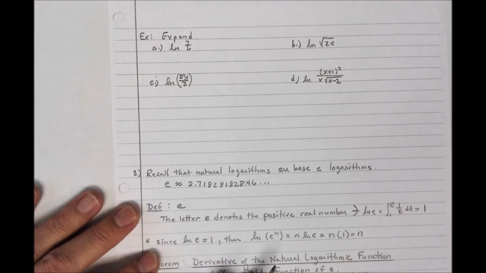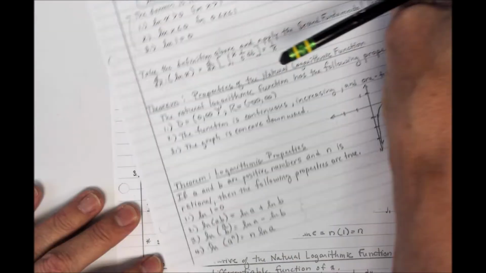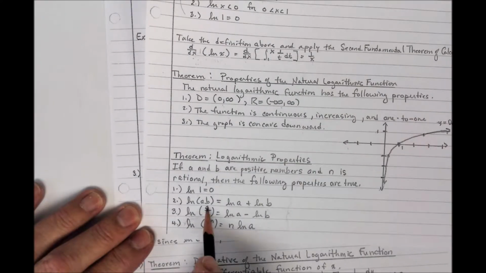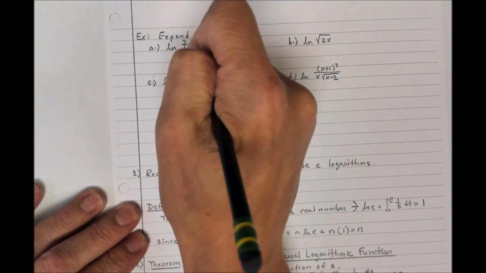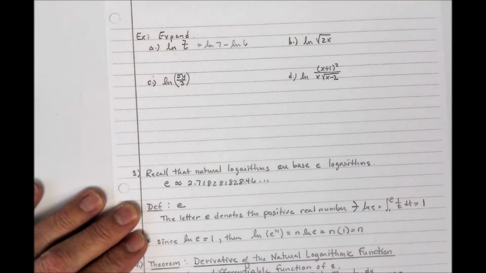Well, the natural log of 7/6, this is going to be property 3 that I just had. Remember property 3: the natural log of a divided by b is the natural log of a minus the natural log of b. Well, this is the natural log of 7 minus the natural log of 6. Now I know your calculator can give you a decent approximation of this, but that's not what I'm interested in right now. I just want to expand it.